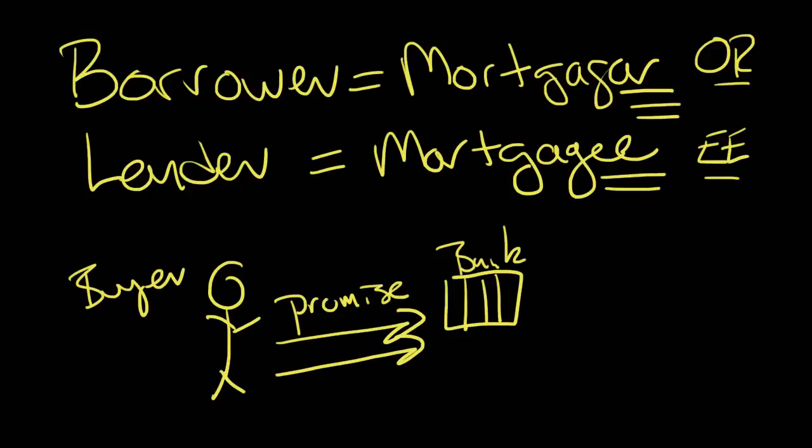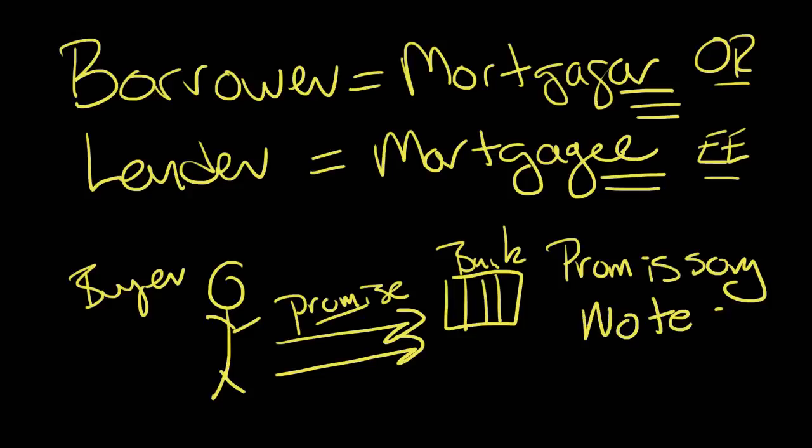So if this is the case where the buyer is giving a promise, then we're going to have what's called a promissory note. And a promissory note is basically an IOU, although they don't draw it on the back of a napkin, and there are some very important clauses that you're going to need to know in this promissory note. The promissory note is the primary evidence of debt.